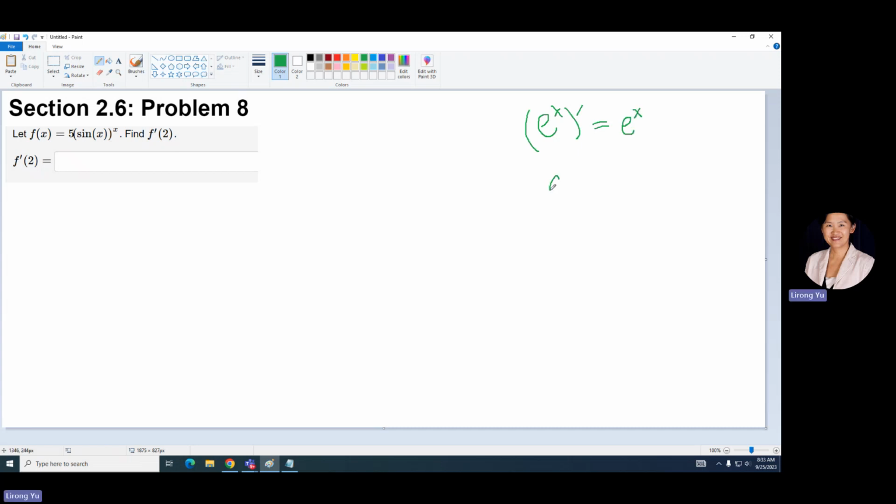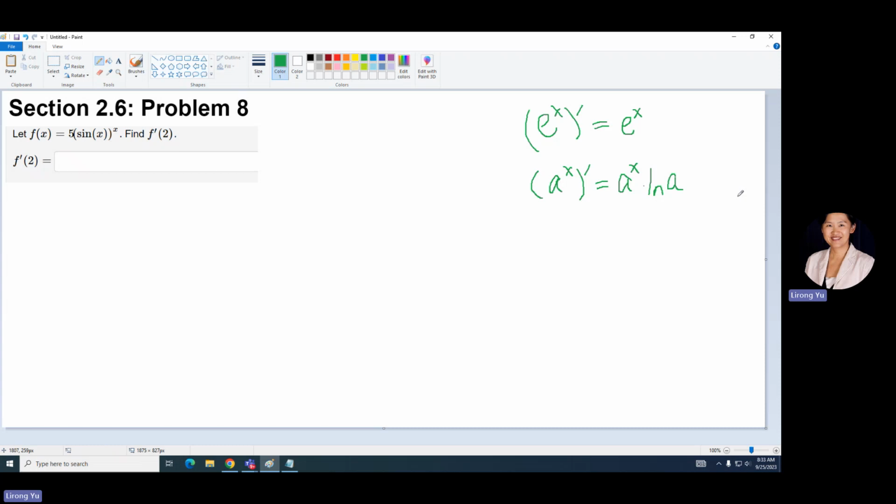But if we have a to the x, with a being any other number, the derivative of a to the x, where a is a number, will be a to the x multiplied by, do you remember? Multiply a to the x times ln of a, where we use the chain rule.